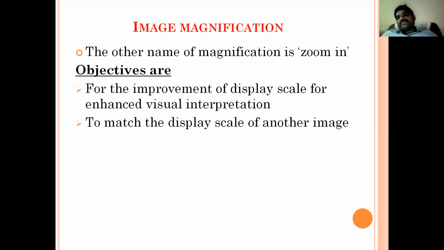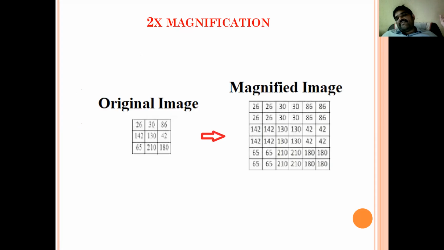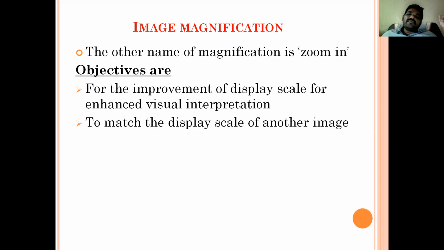Image magnification, what are the objectives? Simply, I am enhancing the display scale. Display scale in the sense is nothing but resolution here. For enhanced visual interpretation, I am utilizing the display scale where I can get the interpretation, where I can get the data. Understand what the objectives are here: enhancing the display scale and matching the display scale of another image of the same location, which holds good resolution.